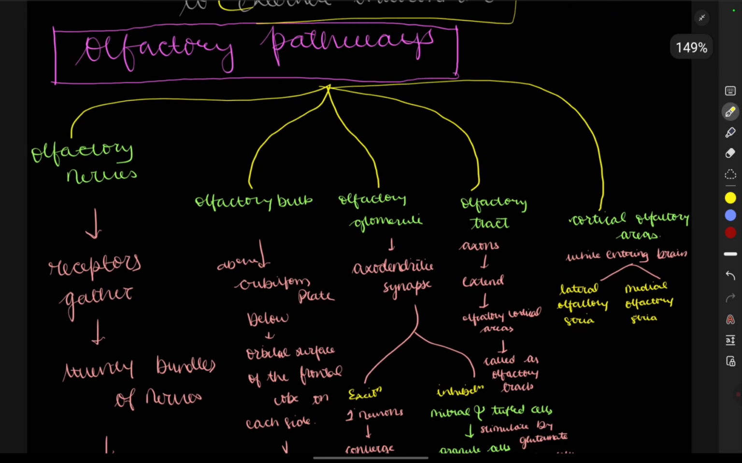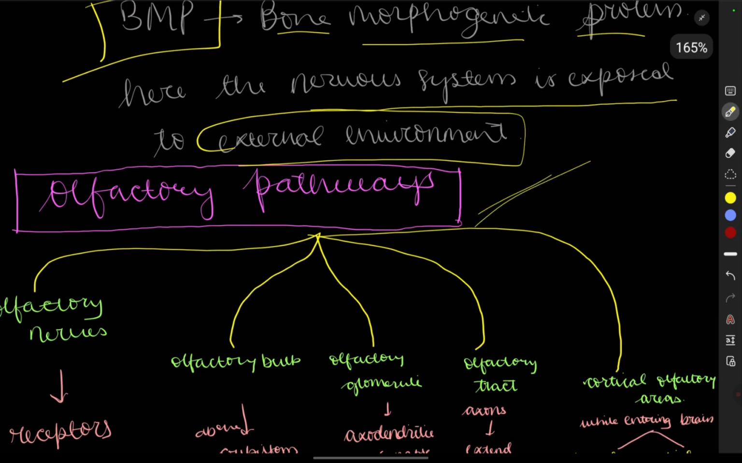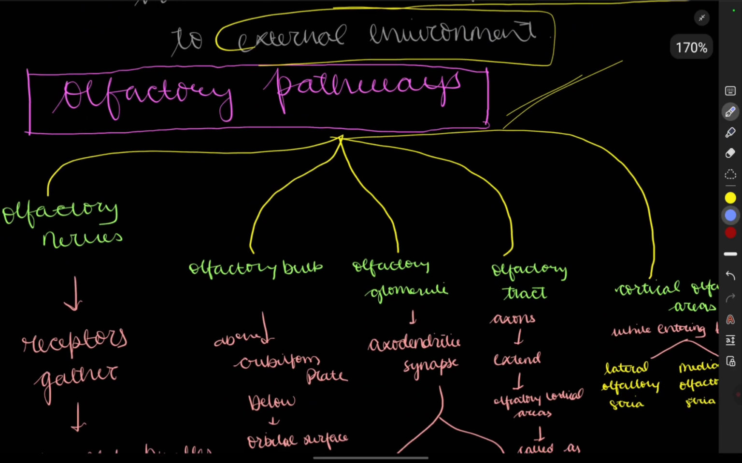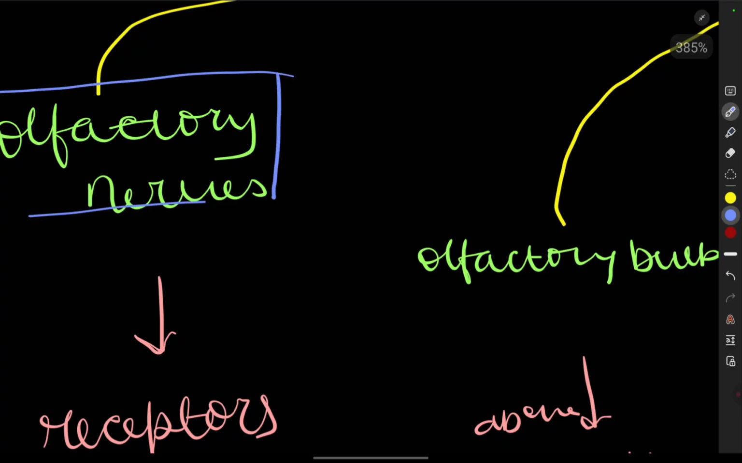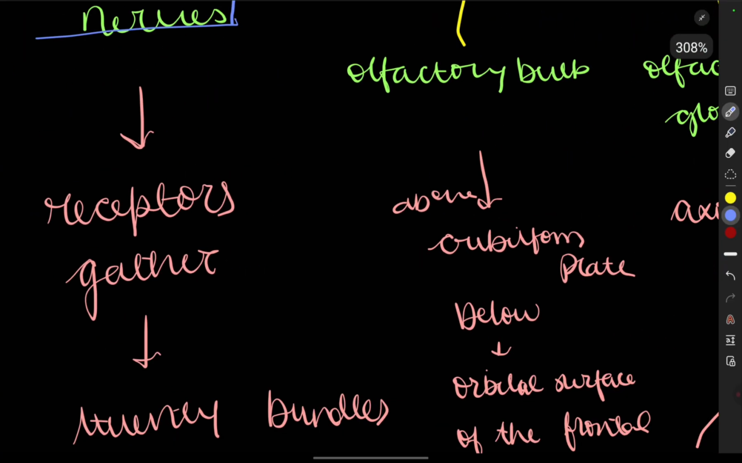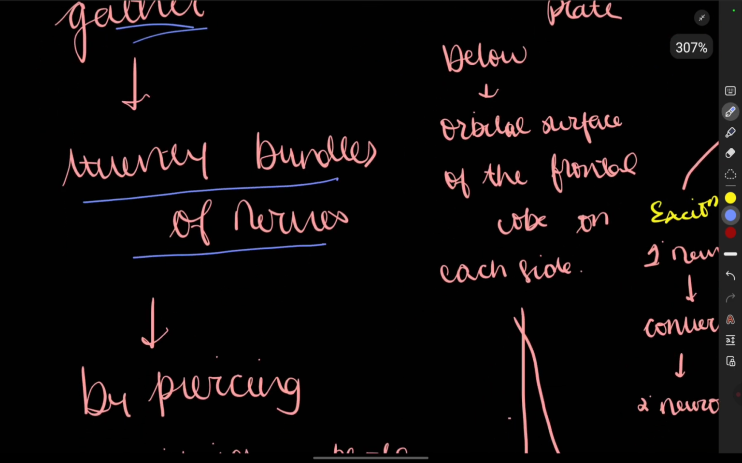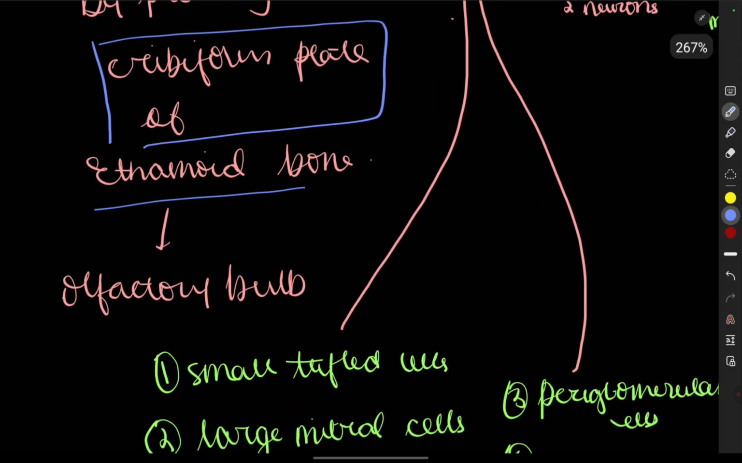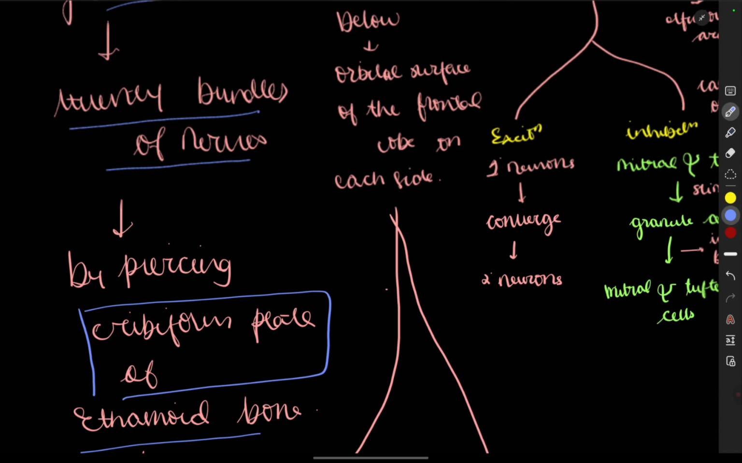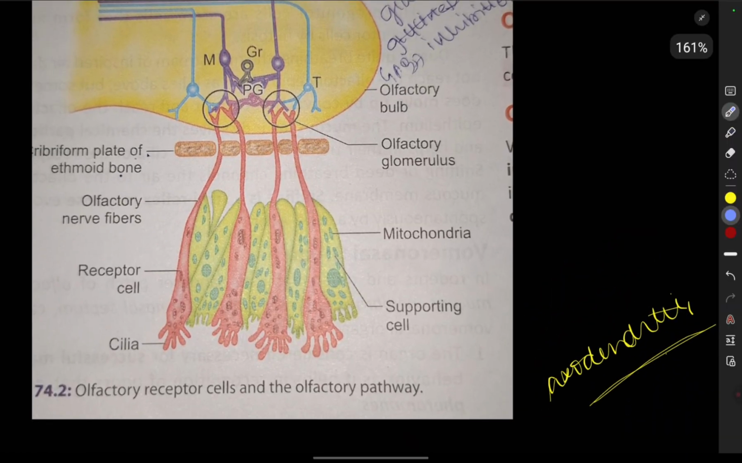Now talking about the olfactory pathways. This is very important to know. If you don't understand this, then the whole chapter will be worthless to study. So, olfactory pathways are very important. Talking about the olfactory nerves, the receptors gather together. As I already mentioned, the receptors gather to form 20 bundles of nerves by piercing the cribriform plate and the ethmoid bone to form the olfactory bulb. See, I already showed you in the diagram, right? So see, this is the cribriform plate.